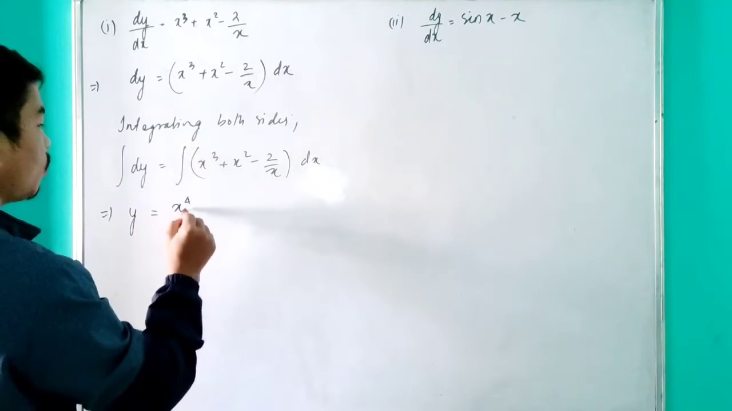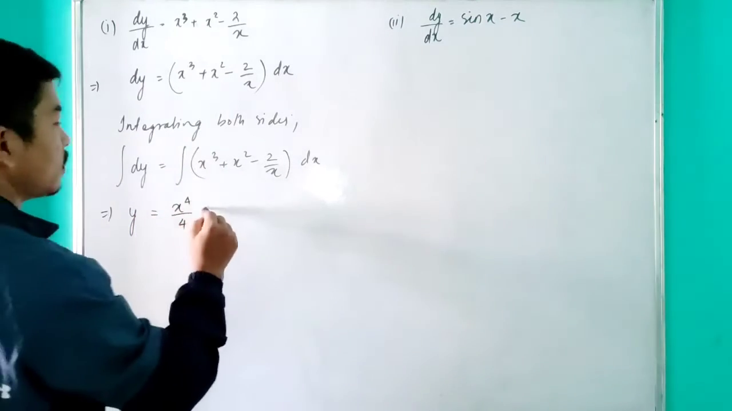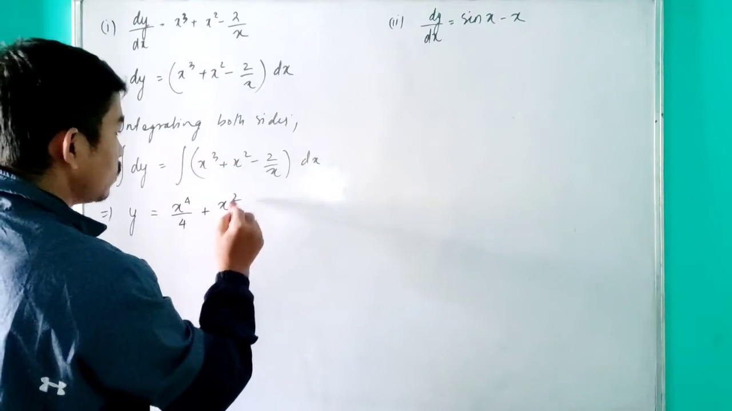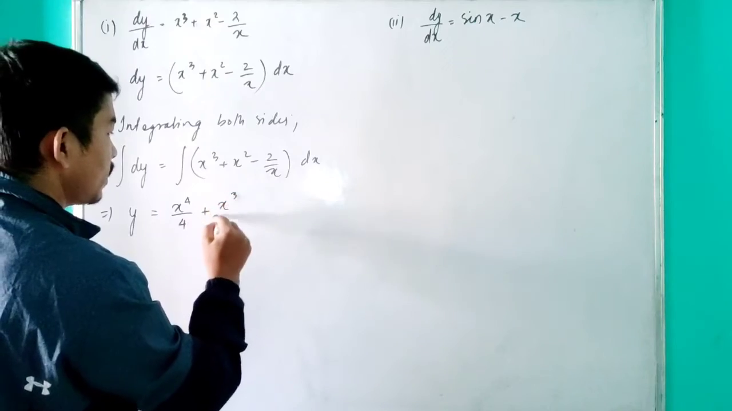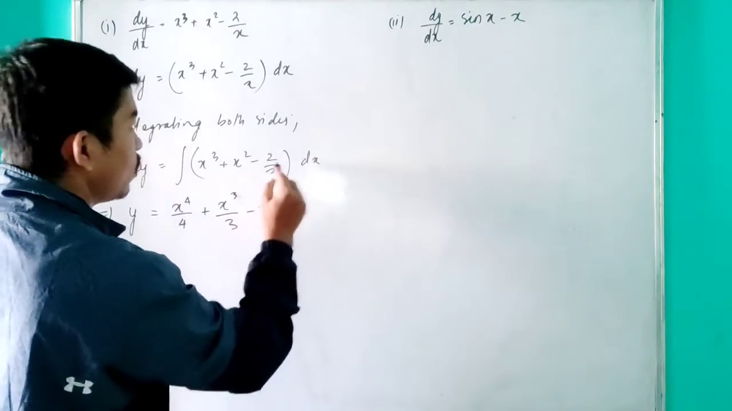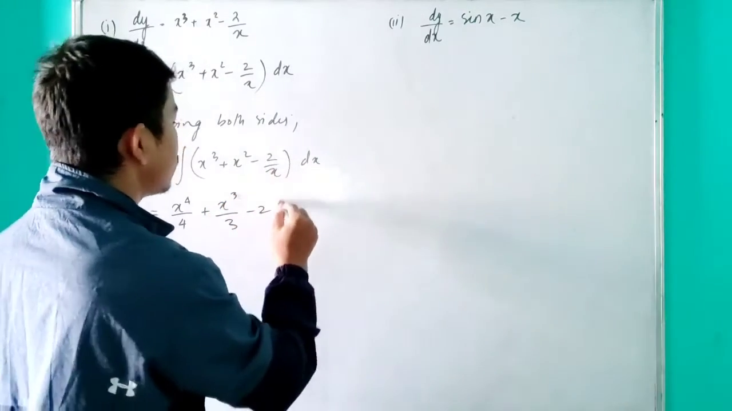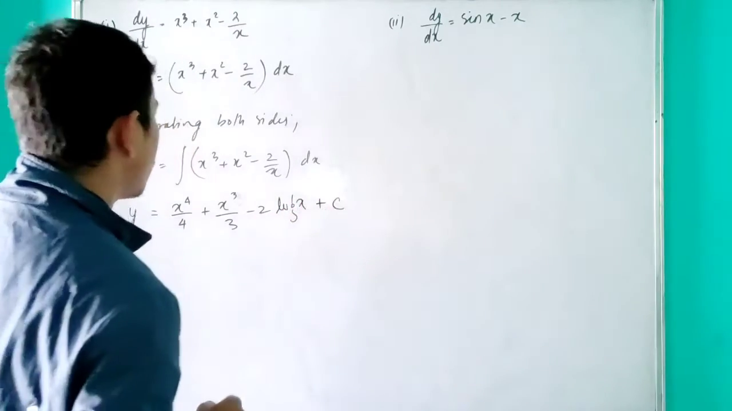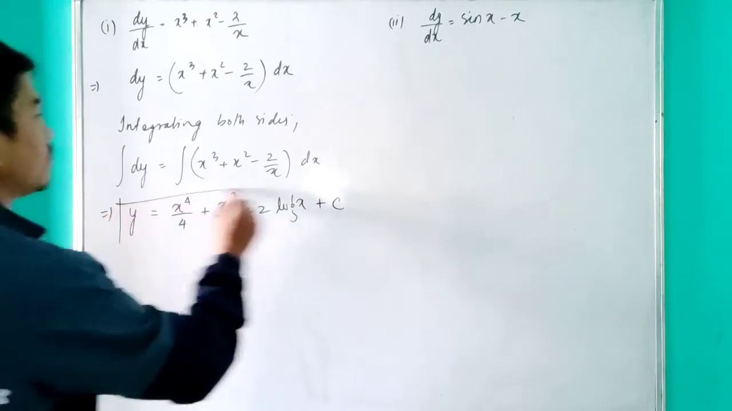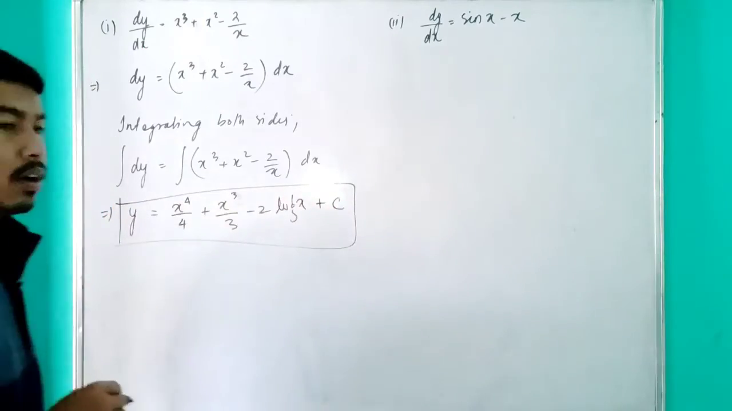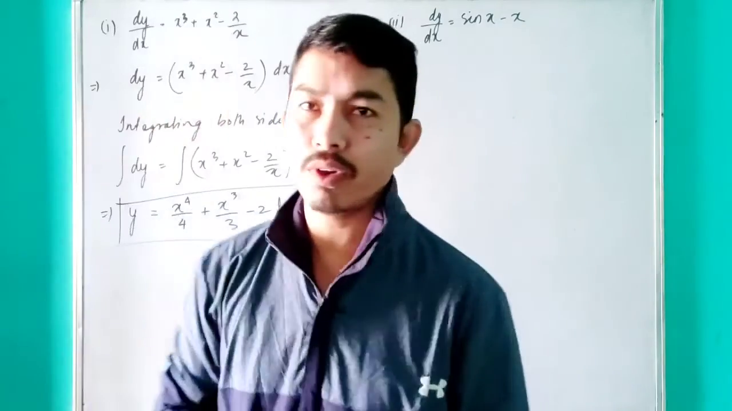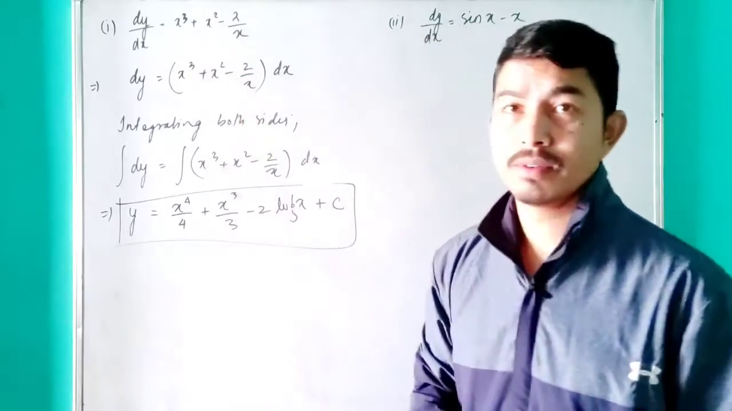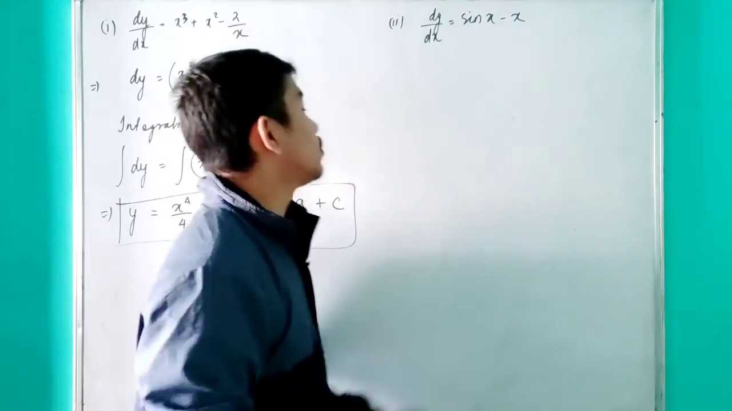The integration of x cube is x to the power 4 divided by 4, plus the integration of x square is x cube divided by 3, minus 2. Now the integration of 1 by x is log of x, plus c, where c is the constant of integration, and hence this itself is the required solution of the differential equation. This is also known as the general solution to the differential equation. Similarly we can solve number 2 as well.